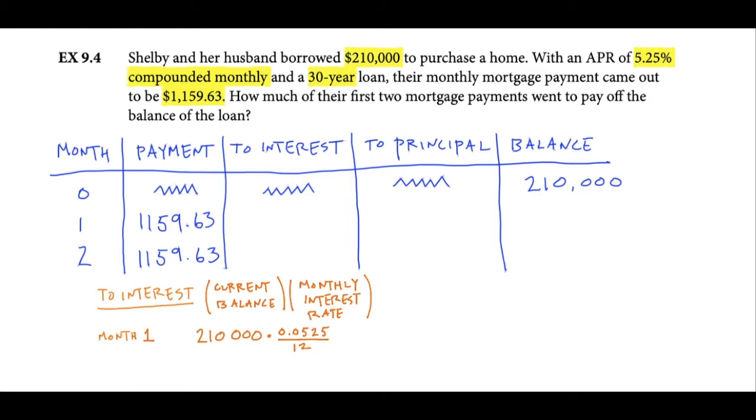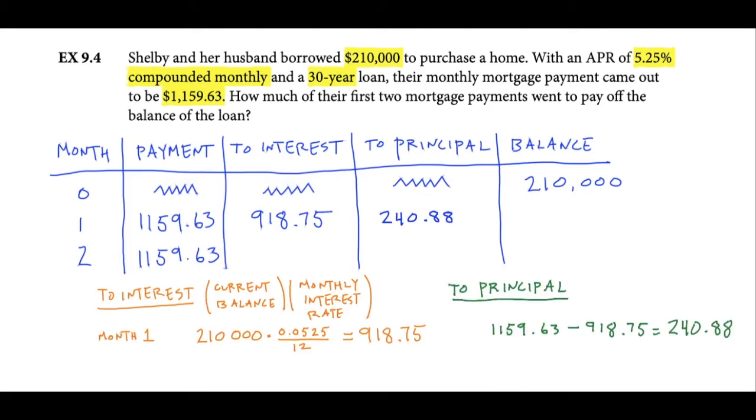Notice that I've taken the annual rate of 5.25% or 0.0525, and I've divided by 12 to get a monthly rate. This comes out to be $918.75. So I can put that value in my table. Next, to determine how much of their payment goes to principal, we take their total payment, $1,159.63, and we subtract off the value that we just calculated. That value we just calculated, $918.75, is going directly to the bank. They just keep that. That goes towards interest. So the remaining $240.88 is all that goes to pay off the principal.